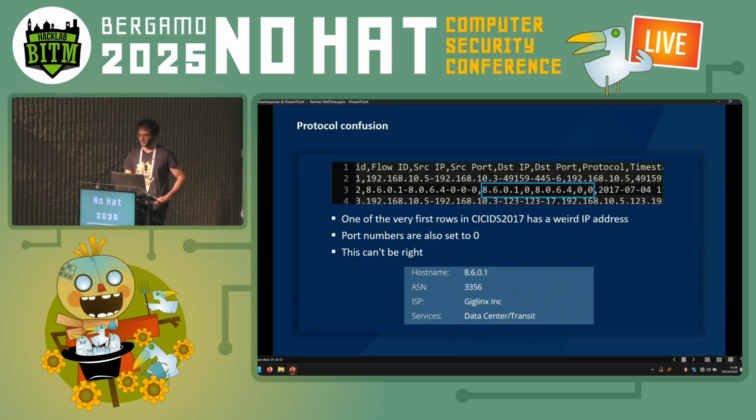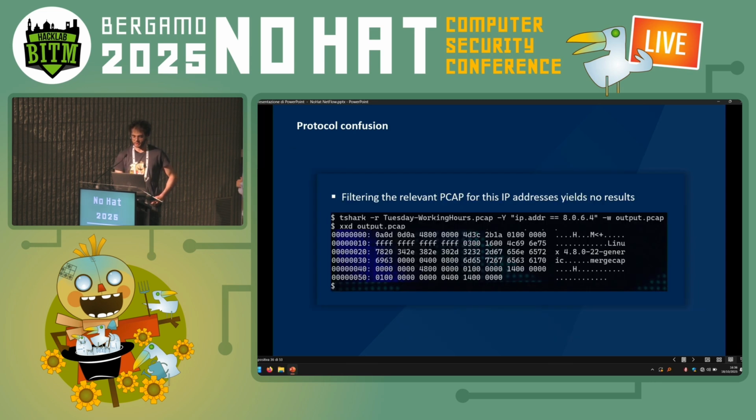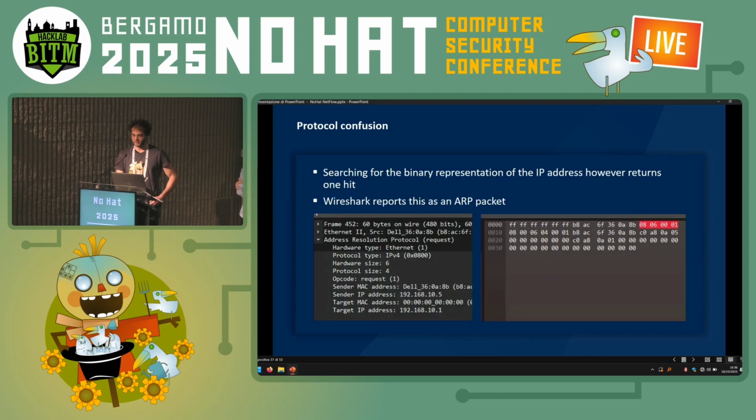As I was investigating the dataset, I also noticed another weird issue. This is the third line in one of the CSV files, and it has a weird-looking IP address. So I started searching it in the pickup files, and it revealed no results. What I did was going back to Wireshark and searched the binary representation of the IP address. This returned a single packet, which according to Wireshark is an ARP packet. Now, ARP is a network layer protocol. That is, it lives on the same level as the IP protocol.